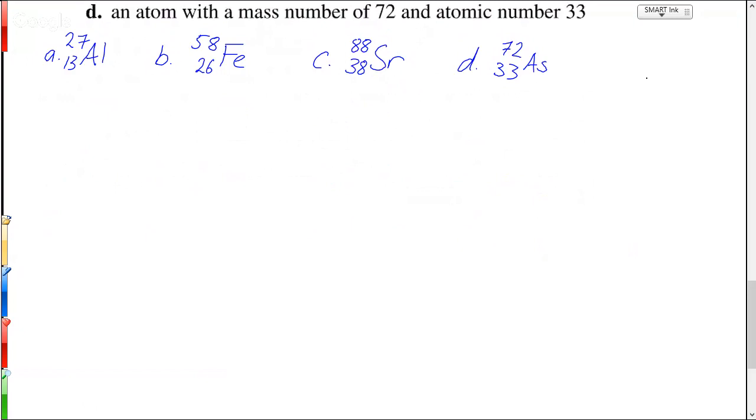So the other part of the atomic structure we're going to look at today, and this will be the end of chapter 4, is how the electrons are arranged in an atom. And we call that the electron energy levels.